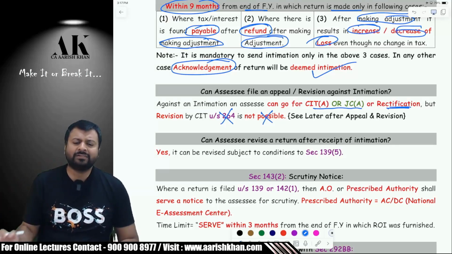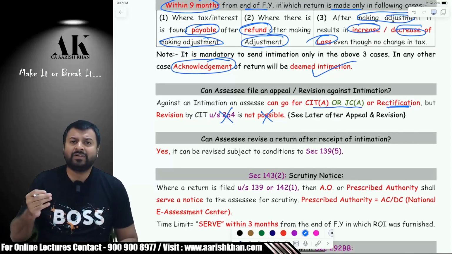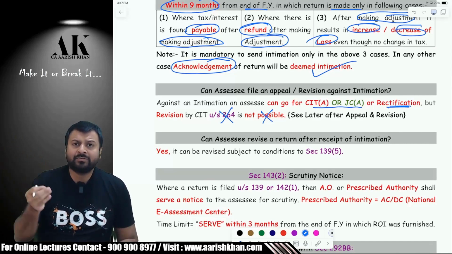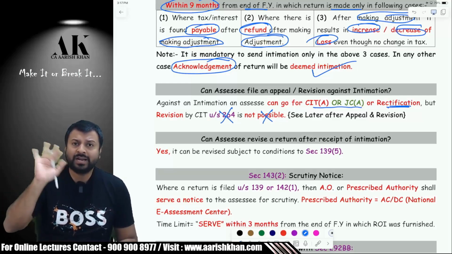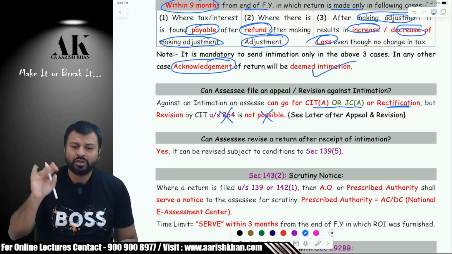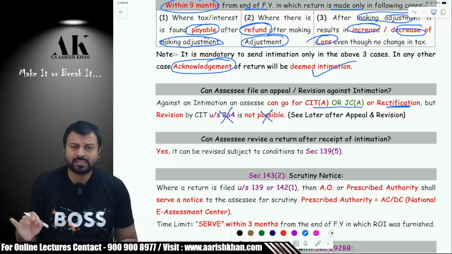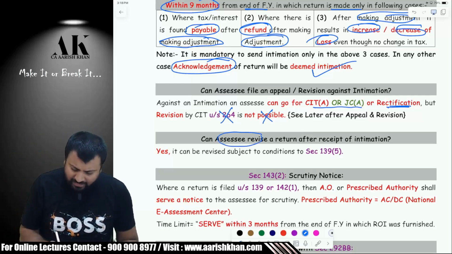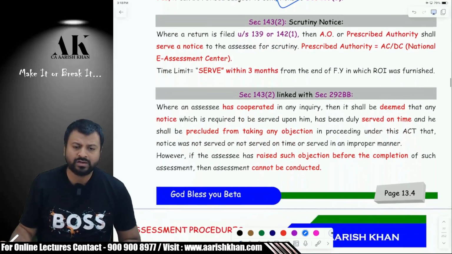Sir, can an assessee revise a return after receiving intimation? Yes, definitely, because a revised return can be filed before 31st December or before completion of assessment, and this is not an assessment. Don't be under a wrong impression that assessment is going on. Please, assessment is not going on. 143(1) is merely a processing of return. It is not assessment. Therefore, you can revise the return even after receiving the intimation, subject to the time limit mentioned in 139(5).